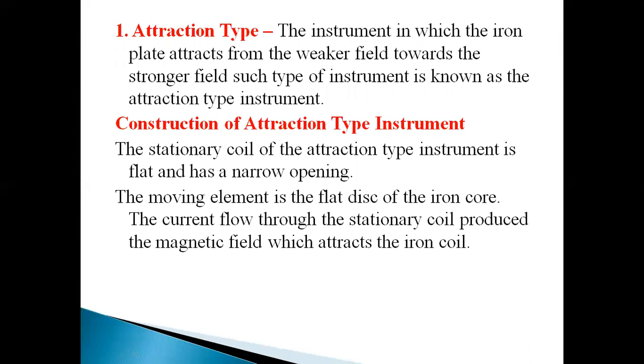So once again, the stationary coil of the attraction type is a flat one and it has a narrow opening. The moving element is the flat disc of the iron core. So here also we are going to have two coils. One is the stationary coil, another one is the moving element. Current is going to flow through the stationary coil, which produces a magnetic field which attracts the iron coil.